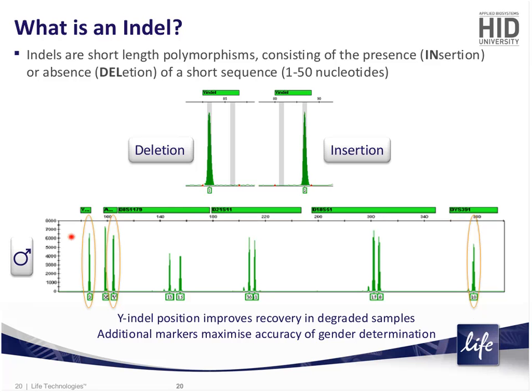So that's why we chose to put the Y indel in this lower molecular weight region of the profile, even smaller than amelogenin. So it isn't vulnerable to anything other than very, very extreme degradation of the sample. And it means that you now have triple redundancy for the gender determination of the sample. We also chose to put them all in the green dye so that it's very easy to see at a glance that you have the confirmation of the gender of your sample.